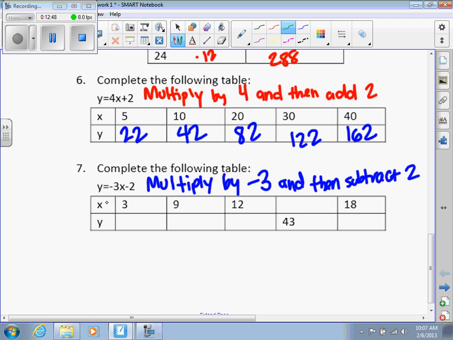Ready? Okay, if I multiply 3 times -3, what do we get? 3 times -3. -9. Then subtract 2. -9. Subtract 2. What do you get? No, 9 negatives and 2 negatives. -11.